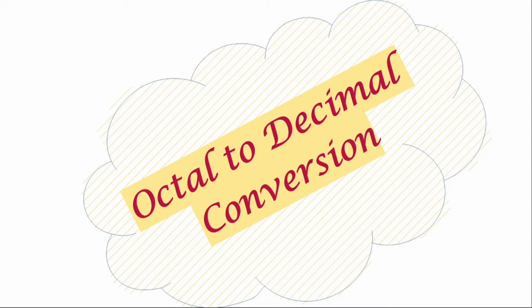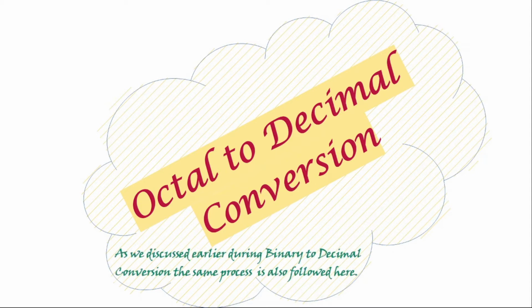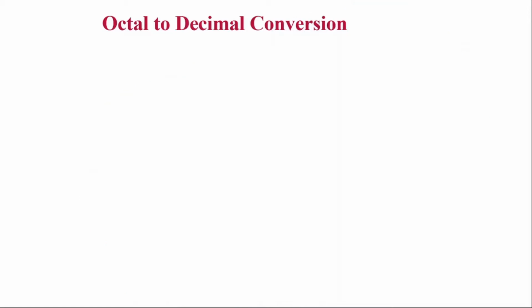Today we will discuss how the octal numbers can be converted into decimal numbers. As we have discussed earlier, during binary to decimal conversion, the same process is to be followed here. We have to follow some steps for this conversion. Now, let us discuss with an example.